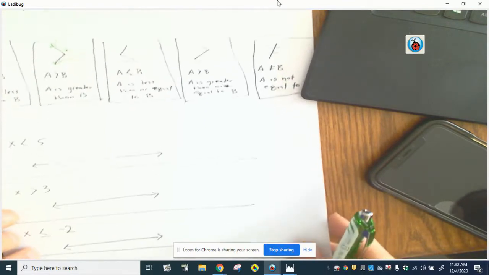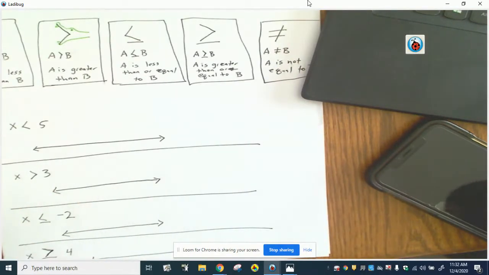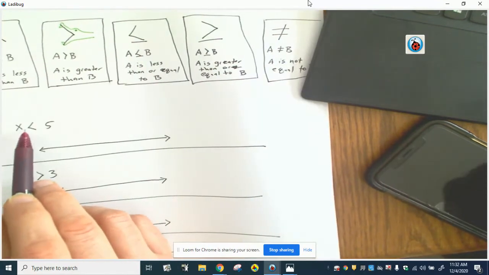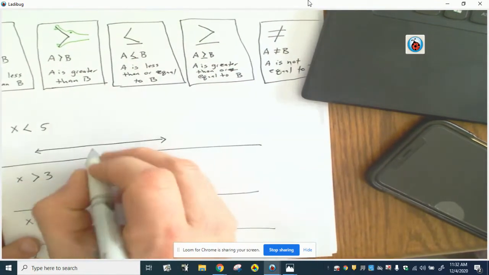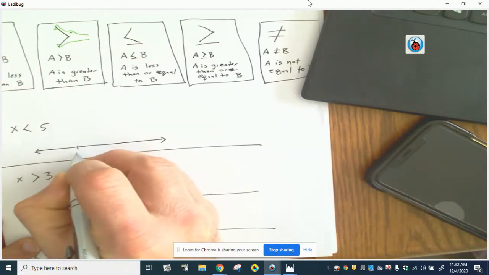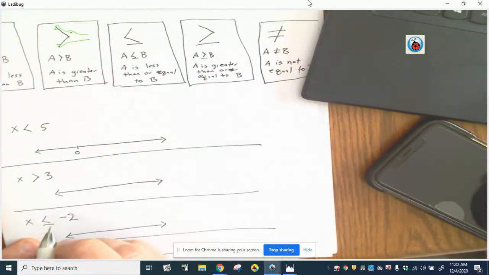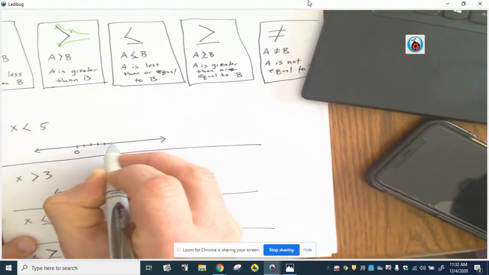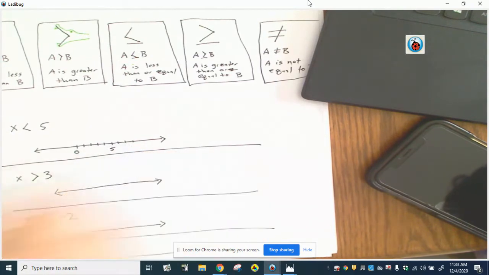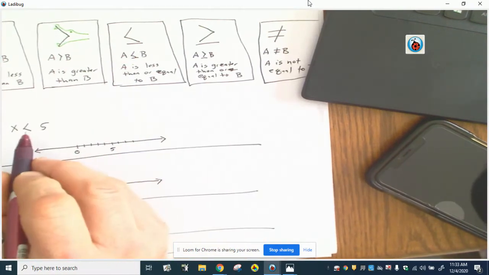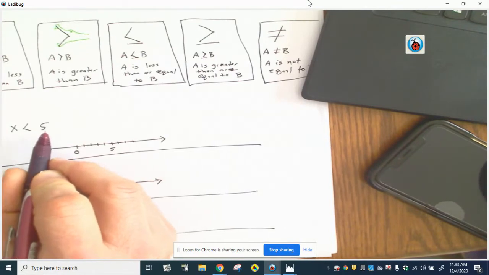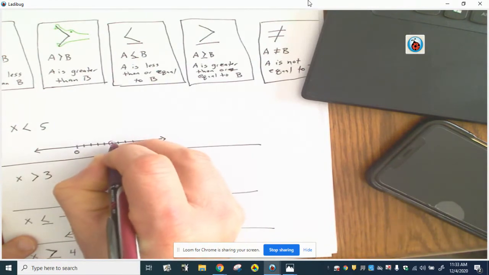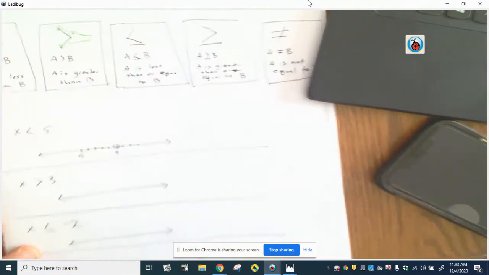Now, the first thing I want to talk about is how we draw these graphs. If you see something that looks like this, this would say x is less than 5. We want to be able to draw that on a number line. What I want you to always do is put a 0 in all your drawings. So 0 is there, and 1, 2, 3, 4, 5 would be over here, right? That means we're going to have a point at 5. If it's not underlined, we're going to use an open circle like that, okay?